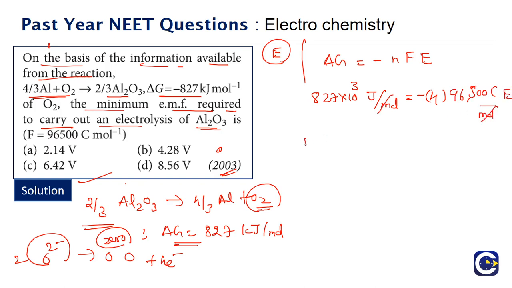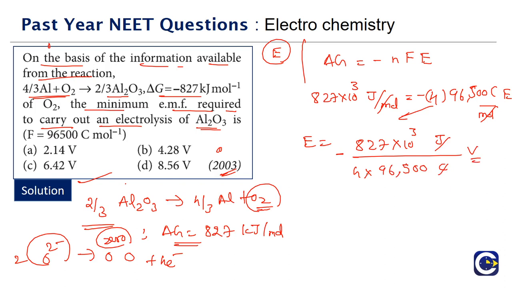Okay, so here what is the value of E? If you bring these to the LHS, it will be 827 into 10 power 3 joule divided by 4 into, minus will be there of course, 96,500 coulomb. Joule per coulomb is volt. Okay, so if you simplify it, it will come close to 2.14. So for this reduction of Al2O3, what is the E value? Minus 2.14.